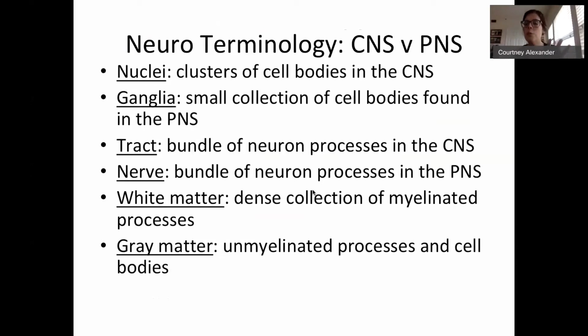So we call that in your brain too. The white area is the fatty myelin that surrounds your axons, and the gray matter is the unmyelinated processes and mainly the cell bodies.